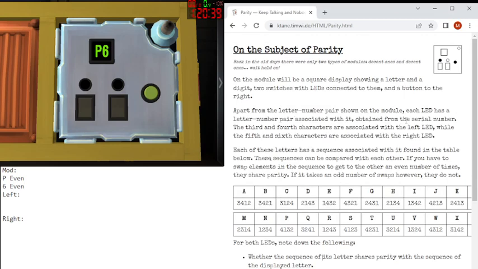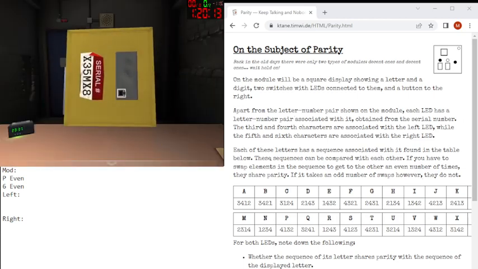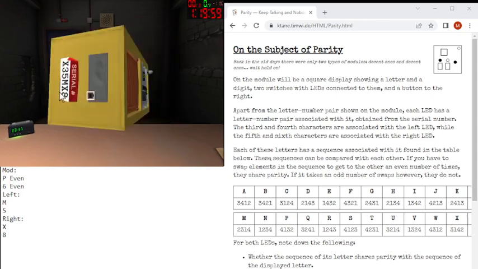Then the manual says each LED has a letter number pair associated with it, obtained from the serial number. So the third and fourth characters, we know that will always be one letter and one number. Those go with the left LED. And the fifth and sixth characters will also be another letter and a number. That's associated with the right LED. So if I just go for my serial number here, there we go. The third and fourth digits are M5, and then the fifth and sixth digits are X8. And so the M and the 5 go with my left LED. The X and the 8 go with my right LED.